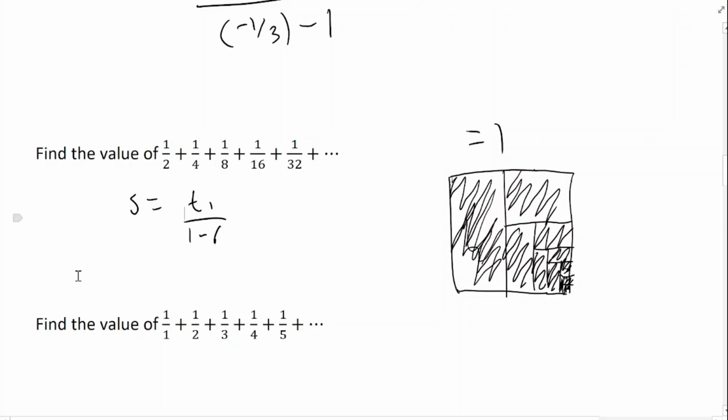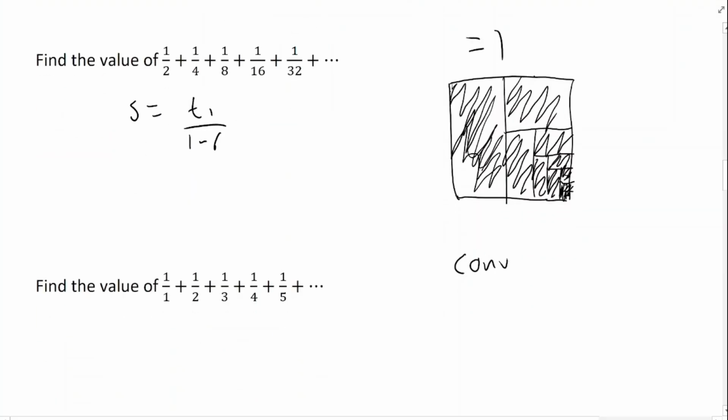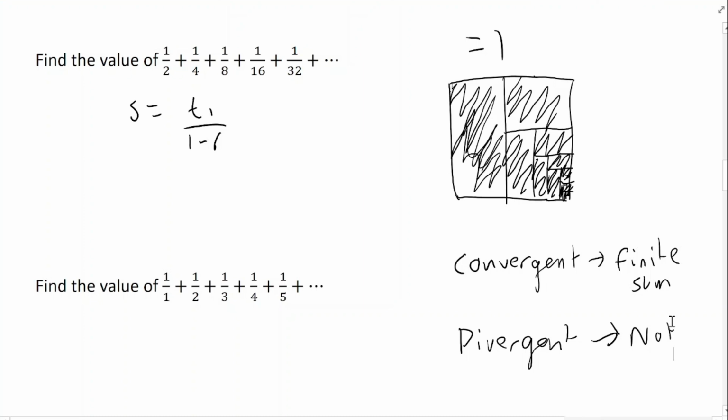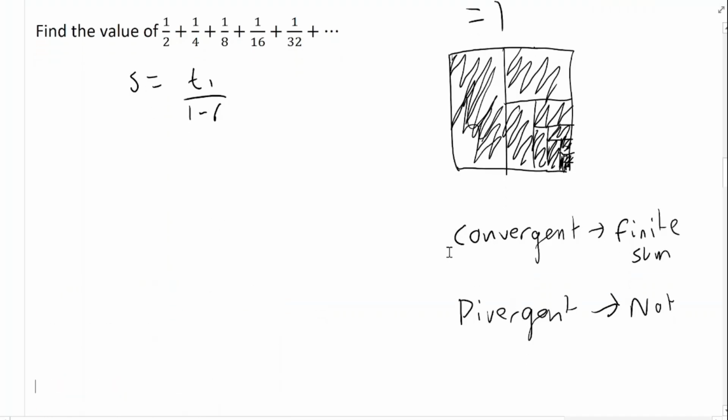Now it's really important, this S formula here only works if your series is something called convergent. So convergent is a finite sum, and divergent is not. I can give you a really good example of a divergent series after as well, but let's just work with this convergent series.